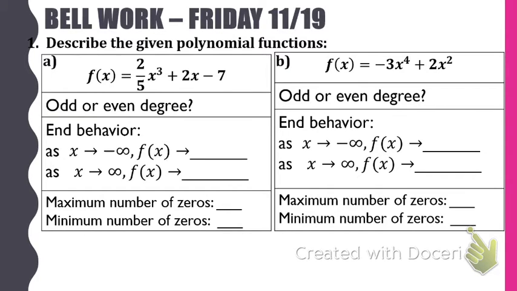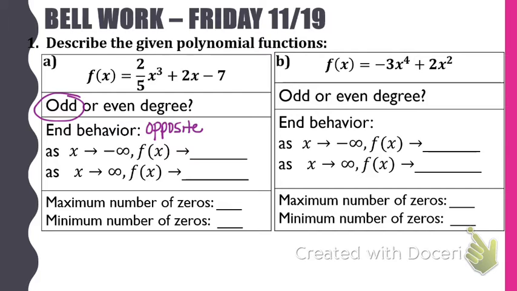Okay, so looking at this first one, what is the degree, even or odd? Remember, the degree is the highest exponent, so that's a 3, right? So this is an odd degree, which tells me that I'm going to have opposite behaviors. I'm just going to write "opposite" so we can remember that.